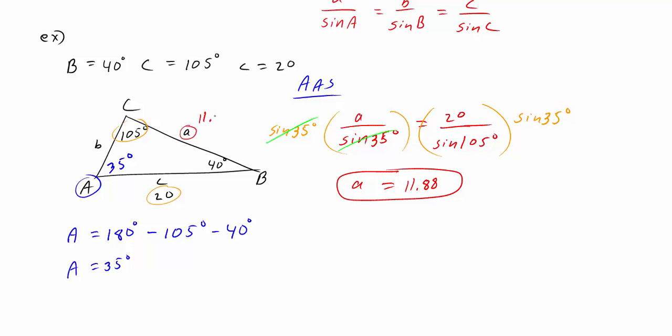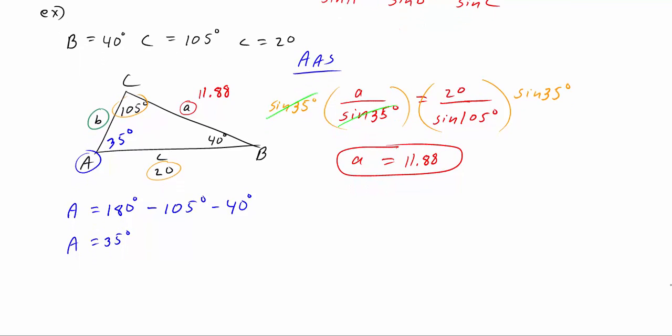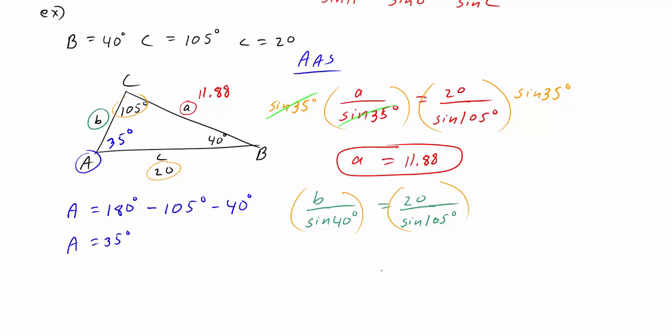So over here we have 11.88. And now the only thing we have left to solve for is side B. So that would be b over the sine of the angle opposite, which is the 40 degrees. So that would be b over the sine of 40 degrees. And once again, we can use the same 20 over sine of 105. So that'd be 20 over the sine of 105 degrees. And just like before, if we want to get b by itself, we have to multiply both sides of the equation by the sine of 40 degrees.